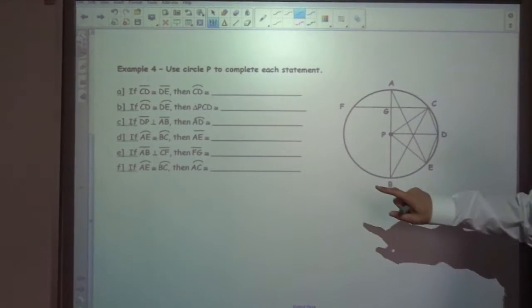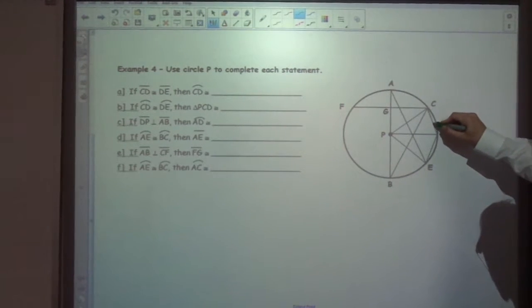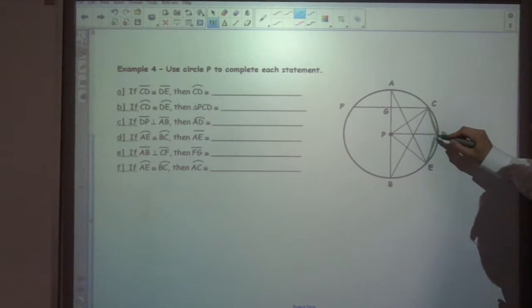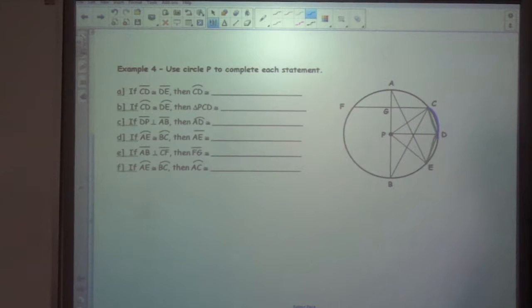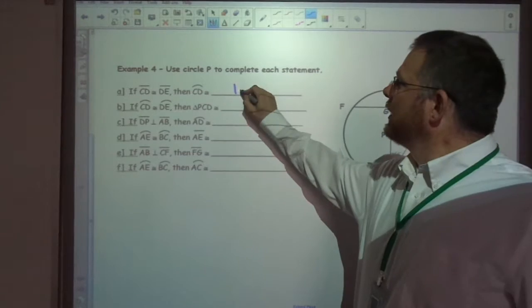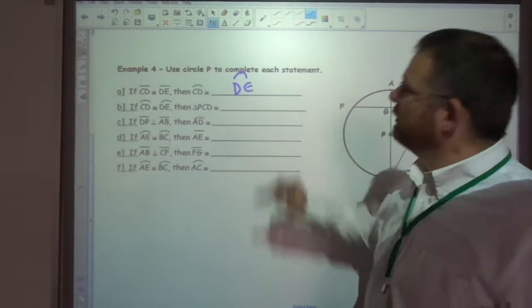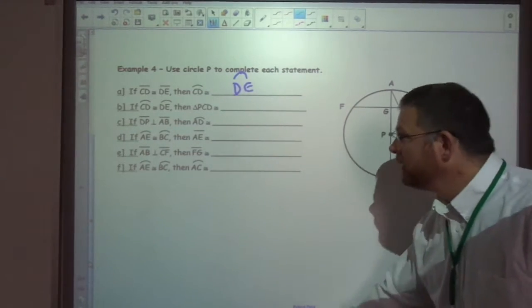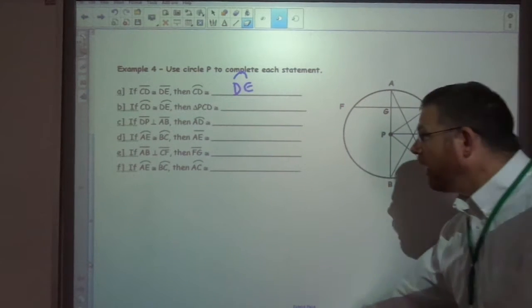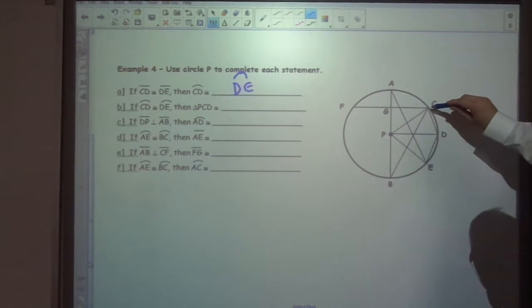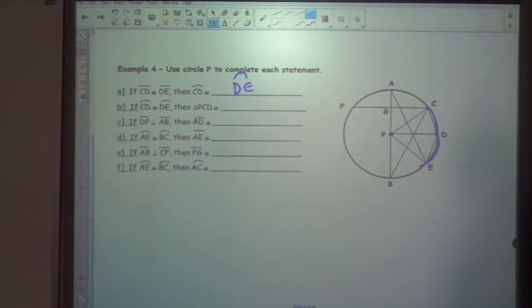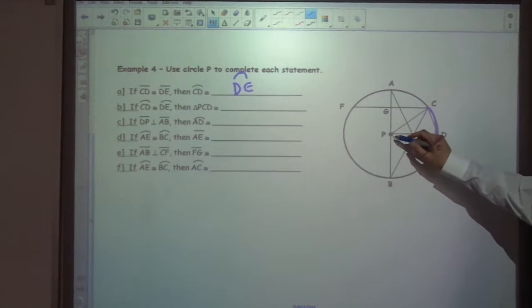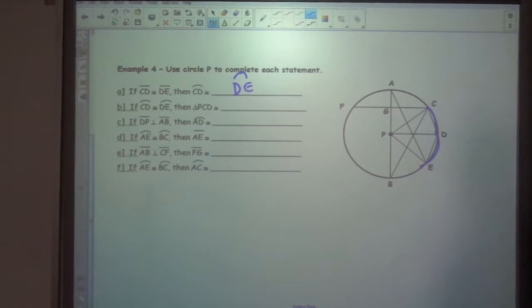If segment CD is congruent to segment DE, then arc CD must be congruent to what? Well, it has to be congruent to arc DE. So we'll write DE and we'll put an arc over it. The next one says if arc CD, that's this, is congruent to arc DE, then triangle PCD, this triangle, would have to be congruent to what?